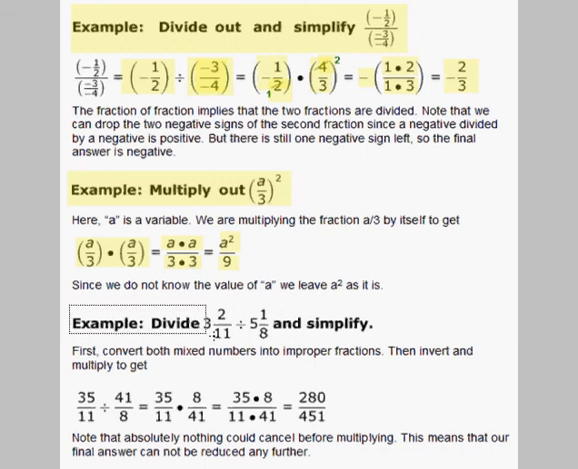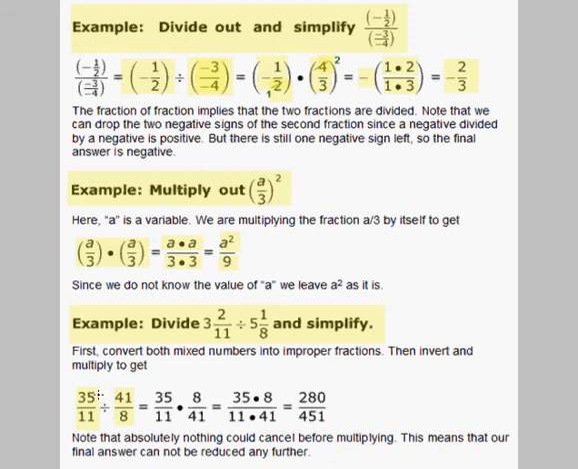In the last example, we're going to divide two mixed numbers. 3 and 2/11 divided by 5 and 1/8, and we'll simplify. Our first job here is to convert both mixed numbers into improper fractions. 3 and 2/11 is 3 times 11 plus 2, or 35 over 11. 5 and 1/8 is 5 times 8, 40, plus 1 is 41 over 8. So our division problem is 35/11 divided by 41/8.